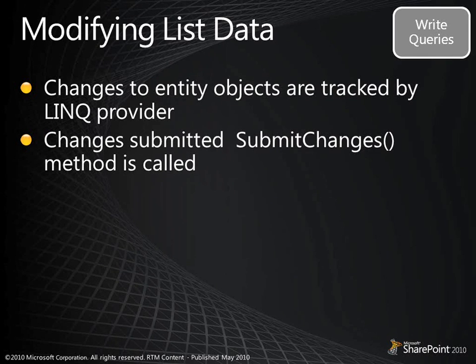In addition to querying SharePoint list information, the LINQ to SharePoint provider also makes it easier to modify list data through an object tracking mechanism built into the data context. All changes to the entity classes are tracked, and then once ready to commit those changes, the developer would then call the SubmitChanges method on the entity class to update the list in a batch process.